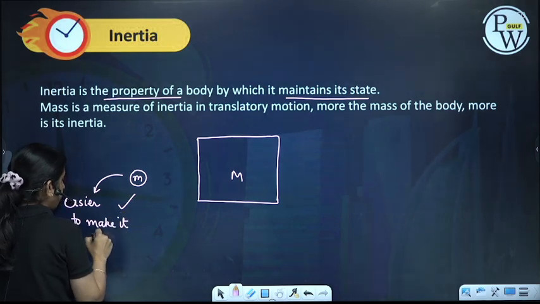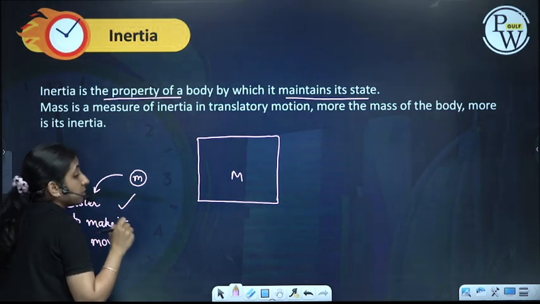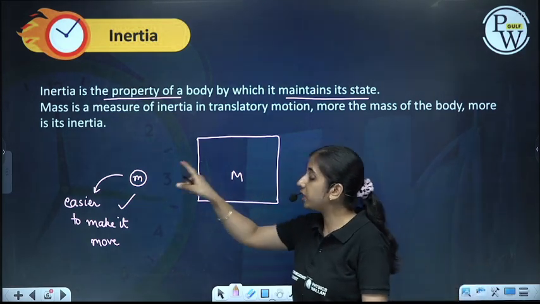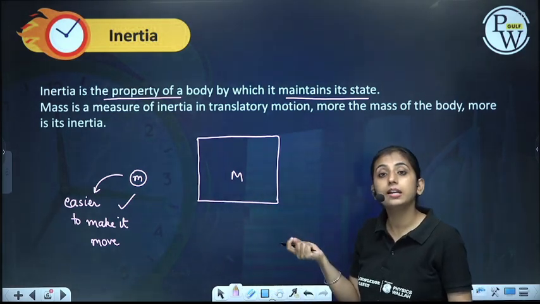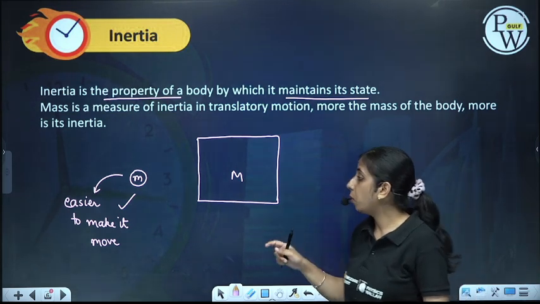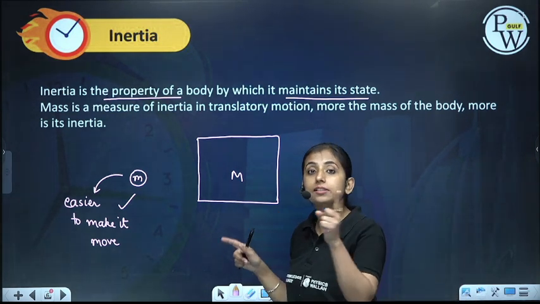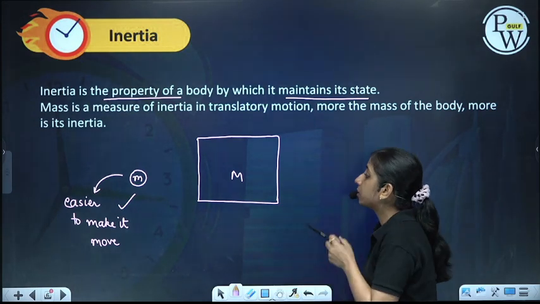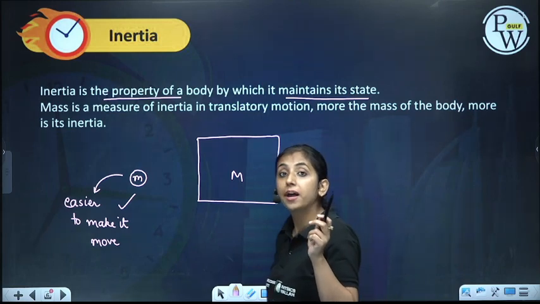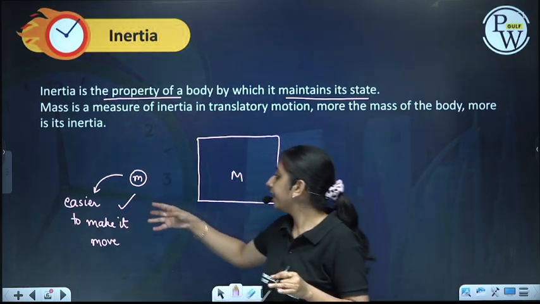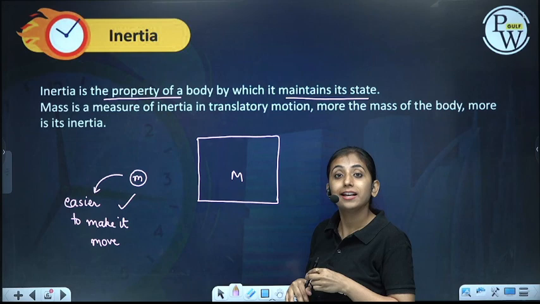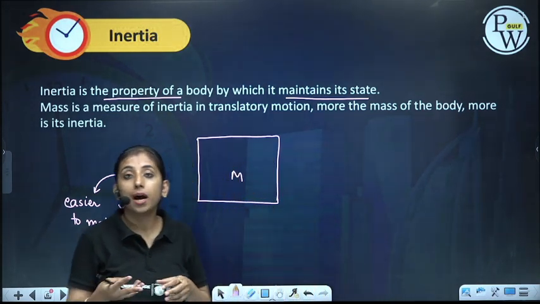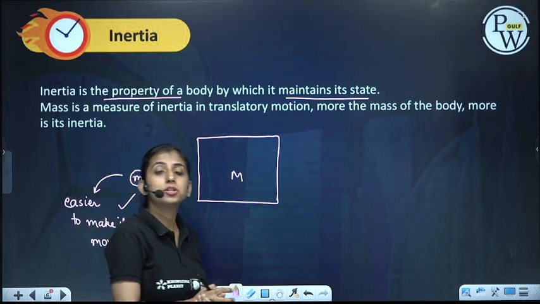Earlier it is in the state of rest, and now when we are making it move forward, it is in the state of motion. So in which condition do we have to apply lesser force to change the state? In the lighter block we have to apply lesser force. So mass is an indirect measurement of inertia.